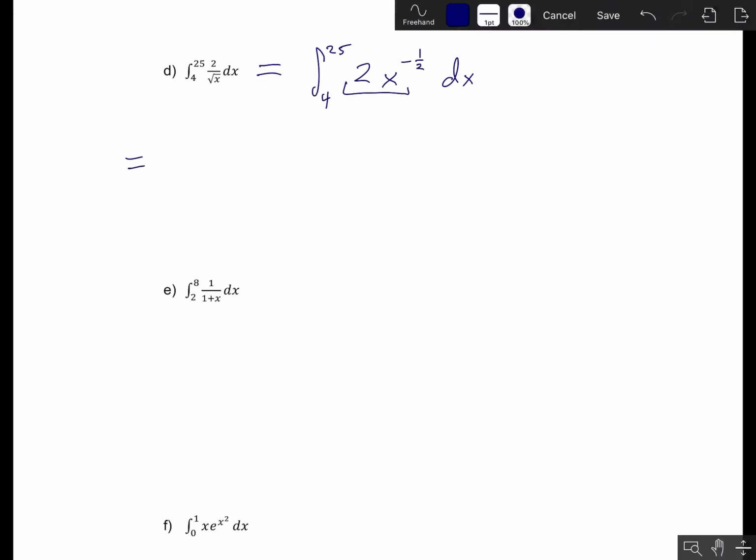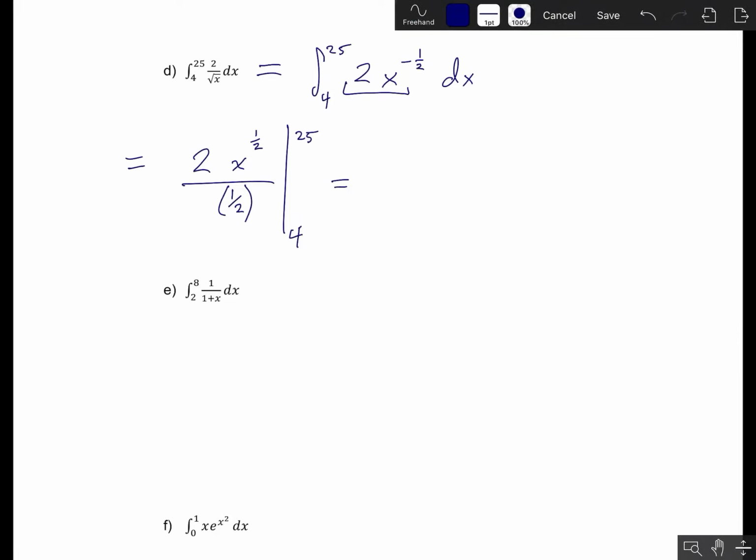Now we want to take the antiderivative of the integrand. So when I take the antiderivative, remember that 2 is just going to be along for the ride. So that constant multiple of 2, or the constant factor of 2, is just there. And then for the power of x, I need to add 1 to the power. So if I take -1/2 and add 1, I would get +1/2. And then I need to divide by the new power, and the new power is 1/2. So that's what I would get, and we should evaluate this from 4 to 25.